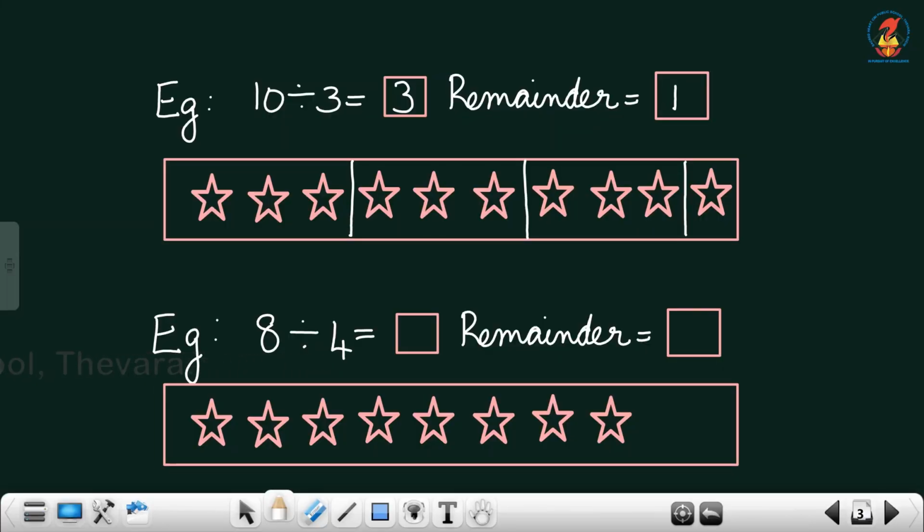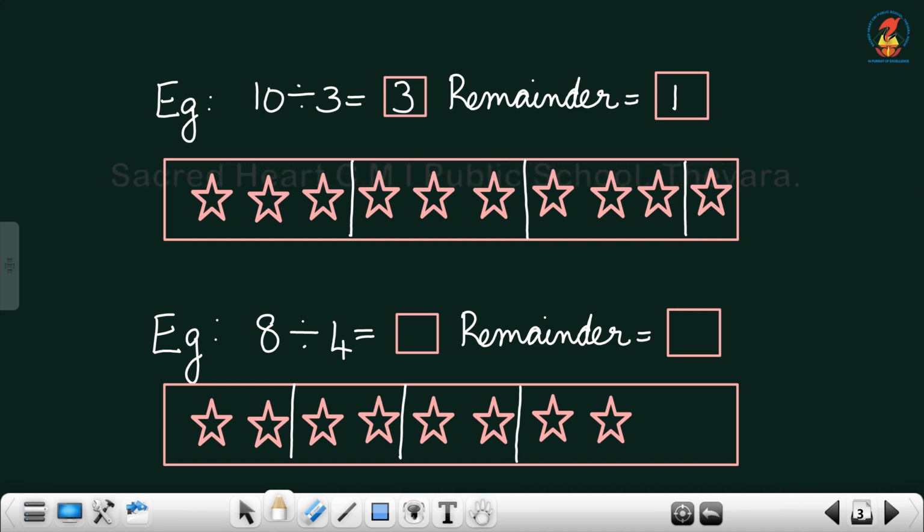That means 8 stars are given here. What do we want to do? We want to make them into 4 equal groups. In each group, equal numbers must be there. So let's try how we will make them. After 2 stars, I want to draw one line. Then again 2 stars, I am drawing one line. Again 2 stars, I am drawing one line.